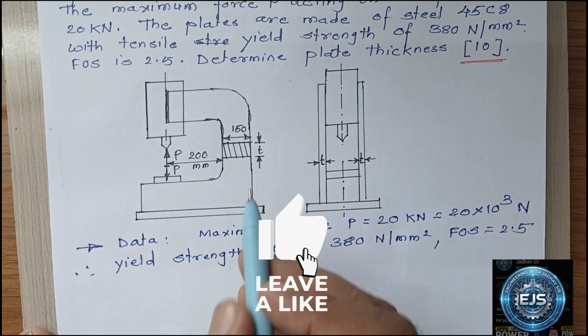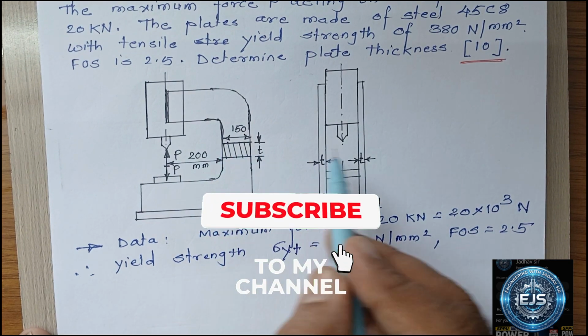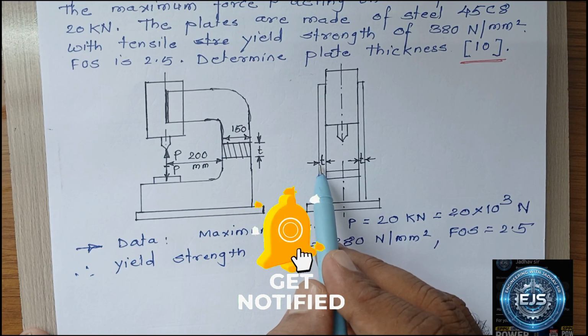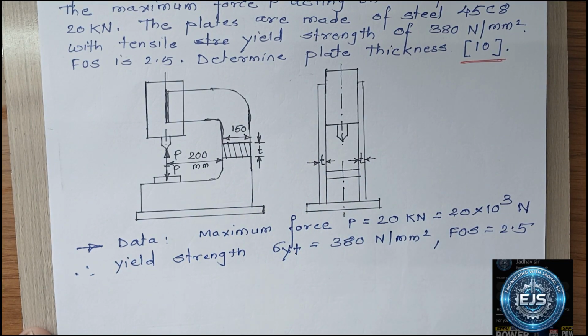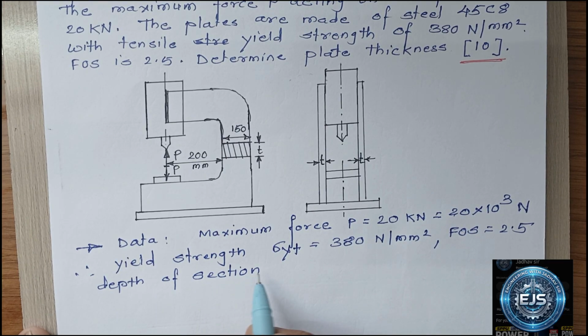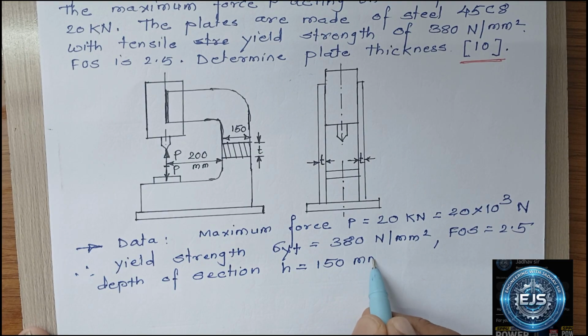Then here this 150 mm is the depth of the section, and in the side view the width of these two steel plates is T plus T. This is the total width of these two steel plates. So depth of the section, that is H, is equal to 150 mm, and width is here in the side view.